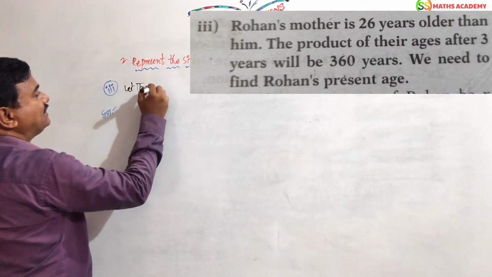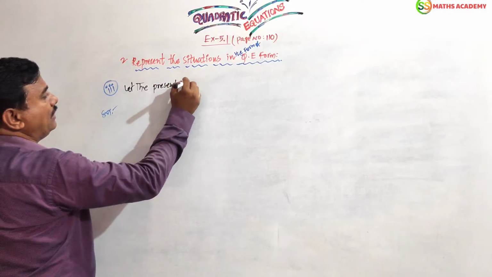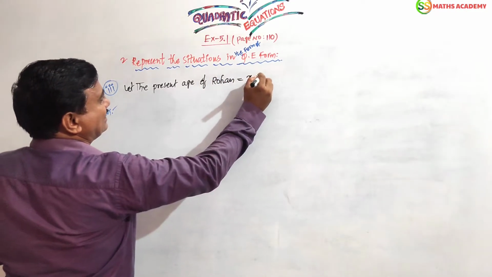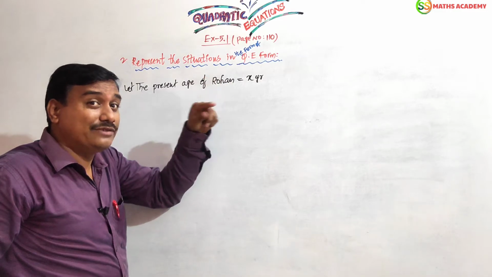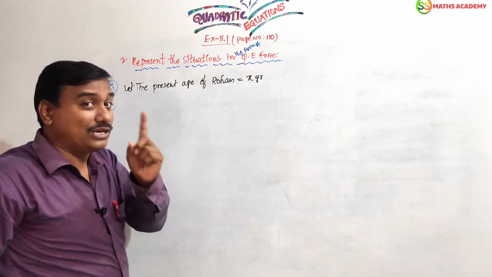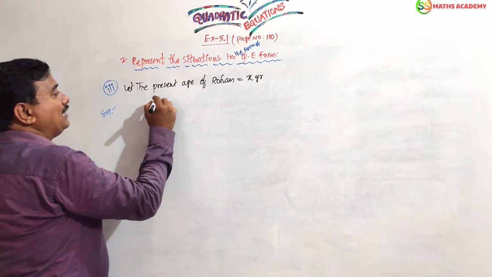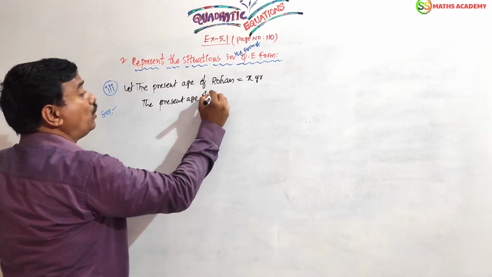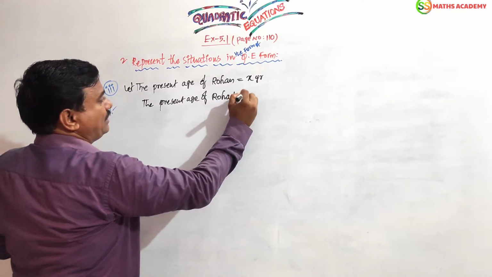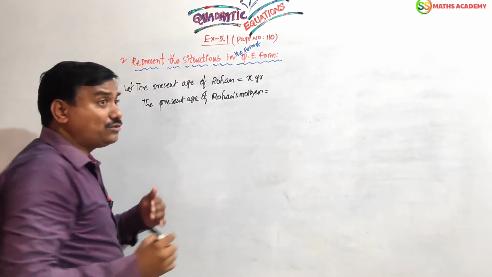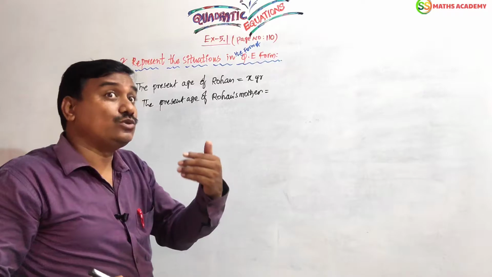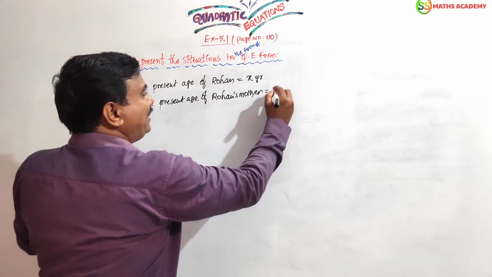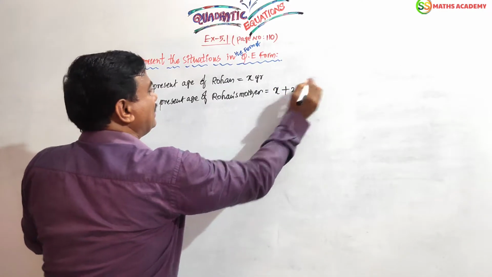Let the present age of Rohan, we don't know, be x years. You must write x years. Age will be in years, distance in km, measurements in centimeters. You must write it compulsorily. And the present age of Rohan's mother? How many years older is she than him? Yes, 26 years older than him. That means more: x plus 26 years.